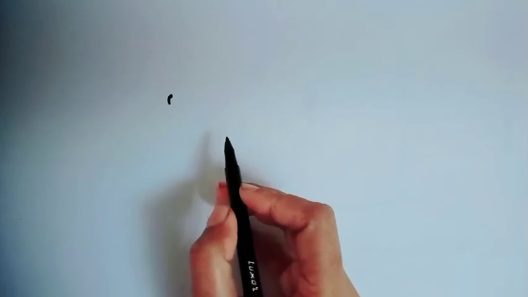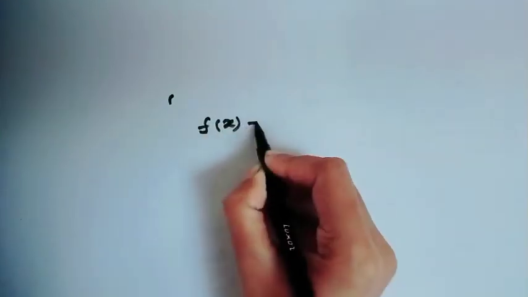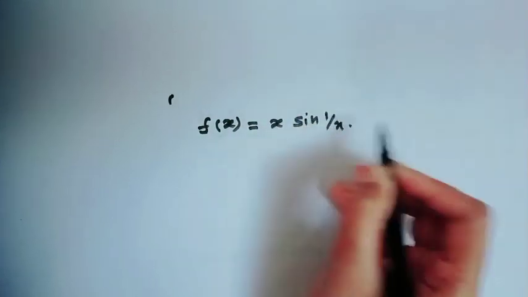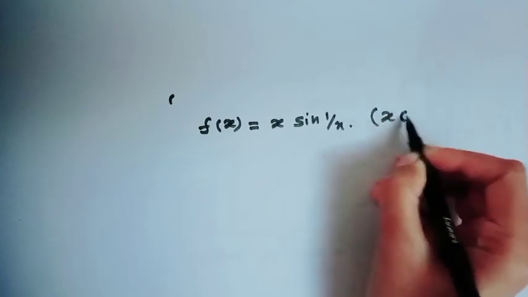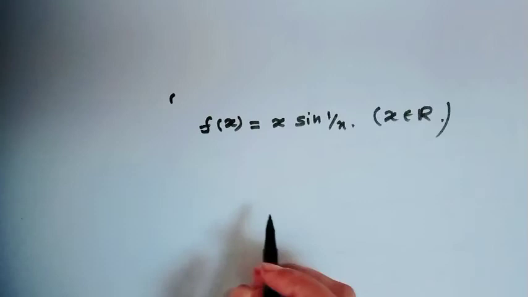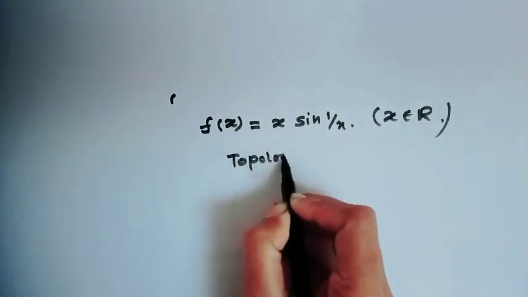Well, let's see one more example. f(x) equals x sine of 1 over x, where x belongs to the real numbers. And this function is called the topologist's sine curve.